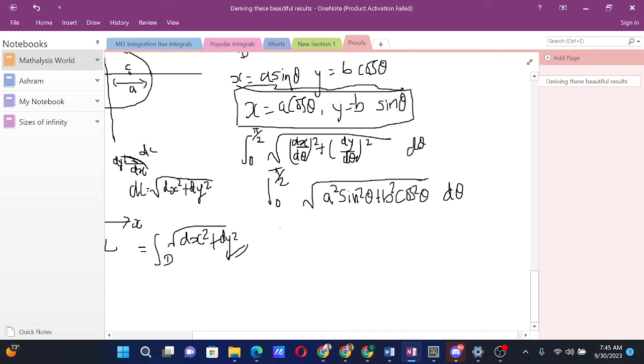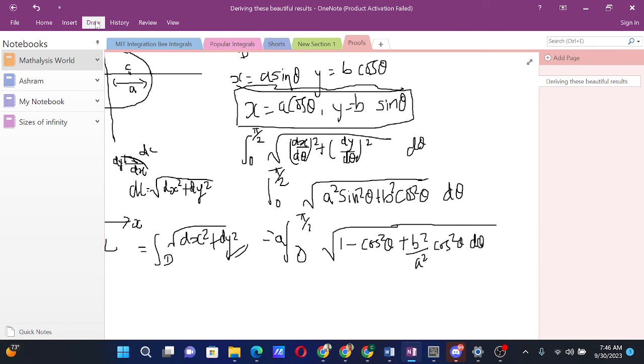Now we can change sine square theta into cos square theta. Before that, we can first take out a as common, and we will have sine square theta plus b square by a square cos square theta. Again we can change this, so we will have 1 minus cos square theta plus b square by a square cos square theta, d theta.